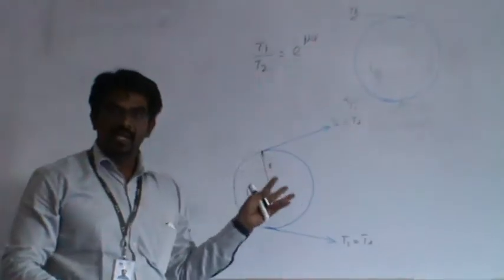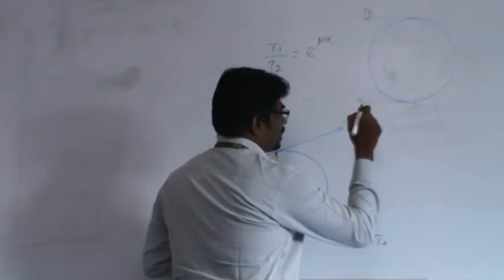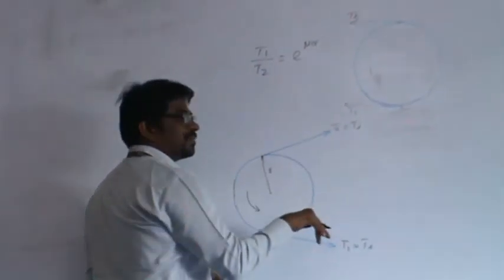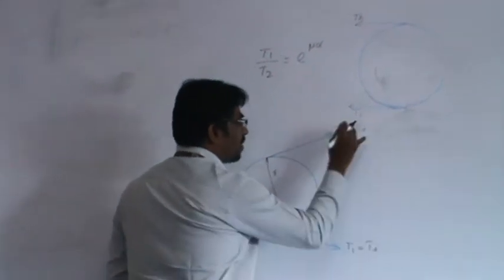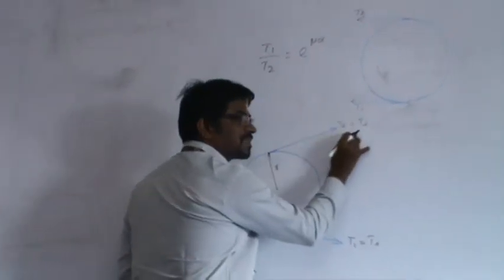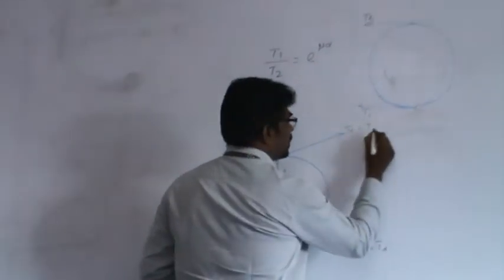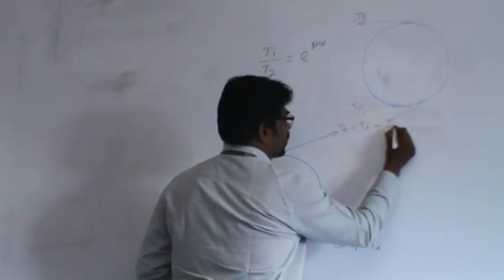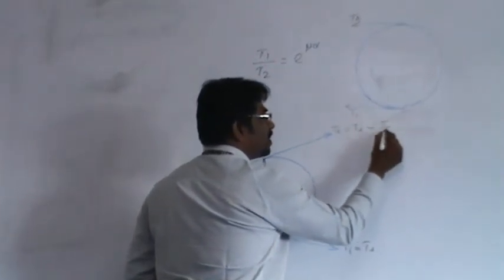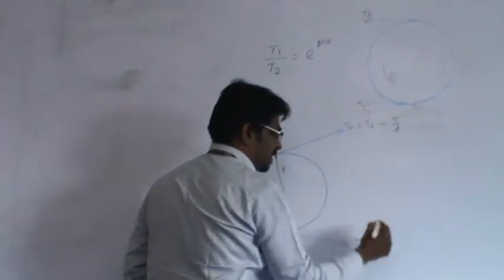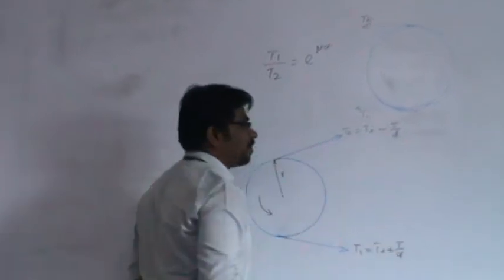The moment it is rotating, torque is transmitted. So there is a tension on the tight side as well as on the slack side due to the torque transmission. Here it is T2, the tension due to torque transmission. Here it is added. How?